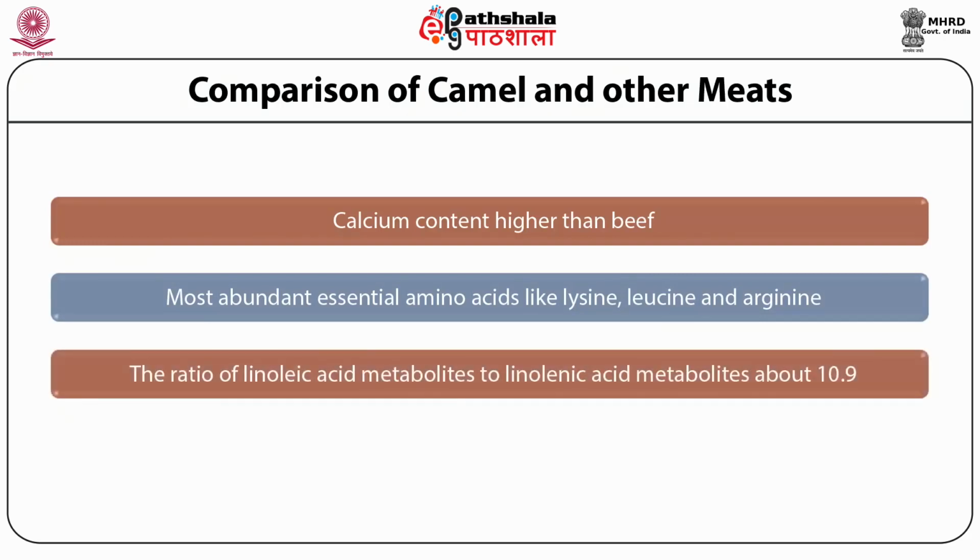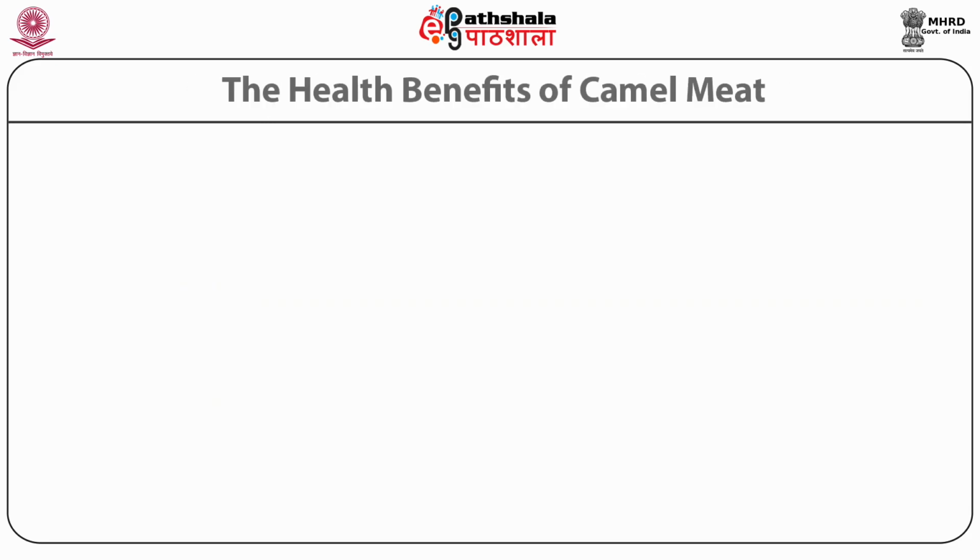The ratio of linoleic acid metabolites to linolenic acid metabolites in camel meat is about 10.9, which is much higher than the ratio for cattle, sheep, and goat, which are 2, 2.4, and 2.8 respectively. Studies and medical research proved that camel meat is superior to other kinds of meat.